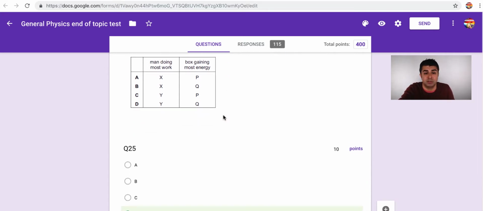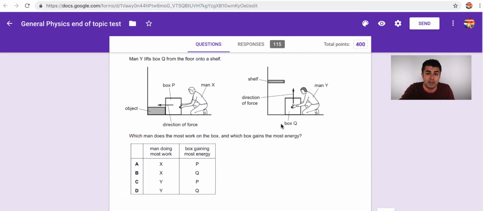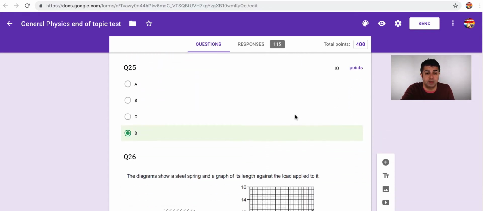So what's the answer here for 25? I hope you can see the answer must be D. Why? Because Q is actually moving. It's got a distance. It's got a weight, so you're actually doing work on the box. And therefore, man Y is actually doing the most work himself because the box is also gaining the most energy. Whereas man X pushes box P, it's not going anywhere because it's not actually moving any distance whatsoever.